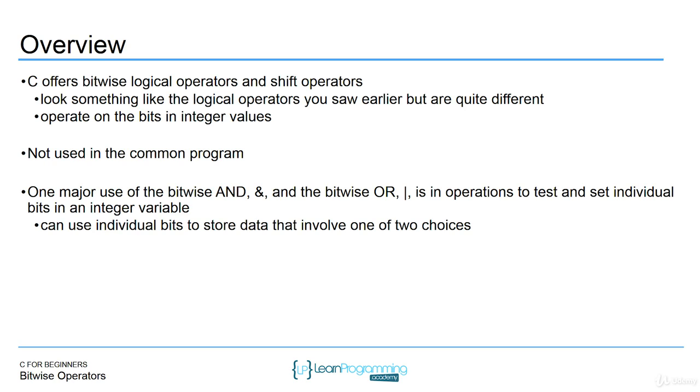But the way that they're useful, and why you'd actually want to use them, is because you can store quite a bit of data. There's the bitwise and, which is an ampersand, and the bitwise or, which is a single vertical bar. Try not to confuse these with the logical operators. The logical operators have two of them, while the bitwise operators just have a single ampersand or a single bar. What they're going to do is test and set individual bits inside of an integer variable.